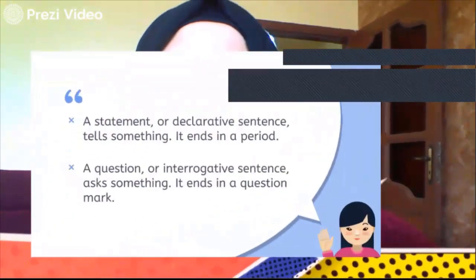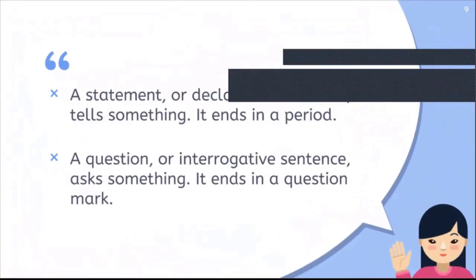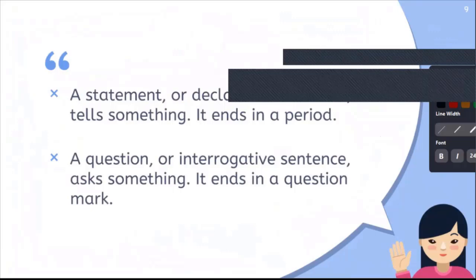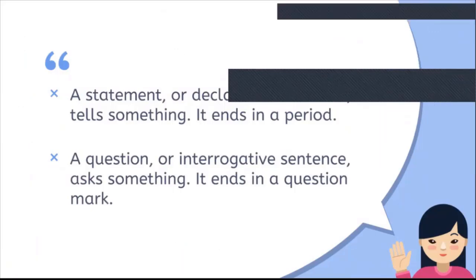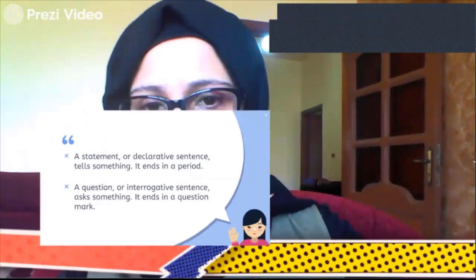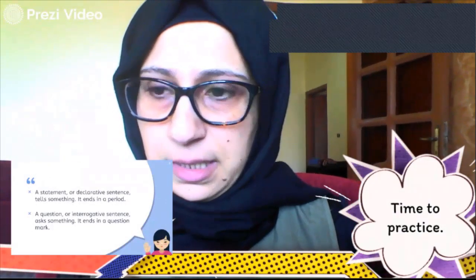Now, moving on, after we have learned what a sentence is and what a fragment is, we are going to differentiate between the types of sentences and see why we have all these types of sentences. Before we move on, we have to know that there are 4 types of sentences. And why is that?